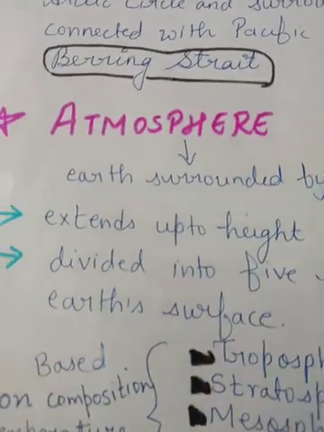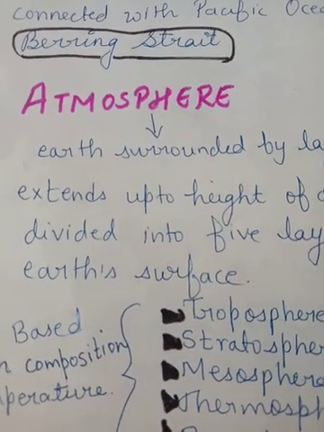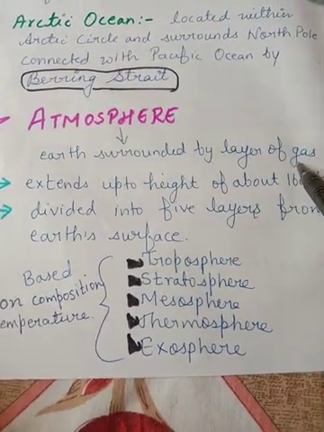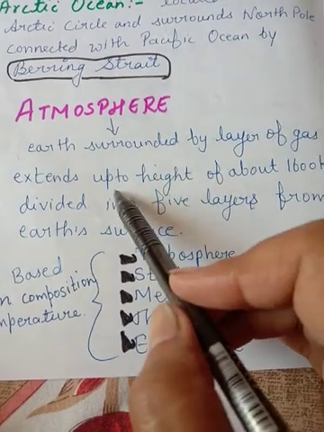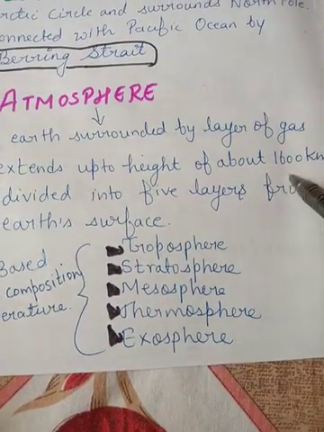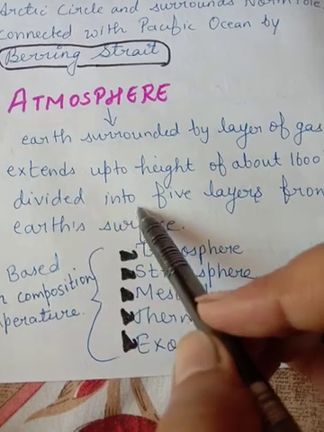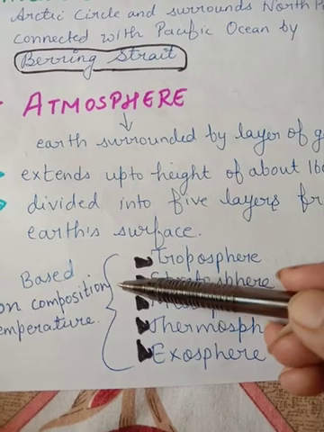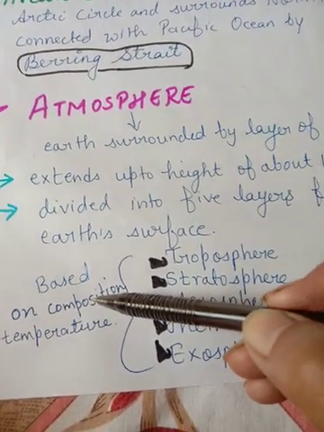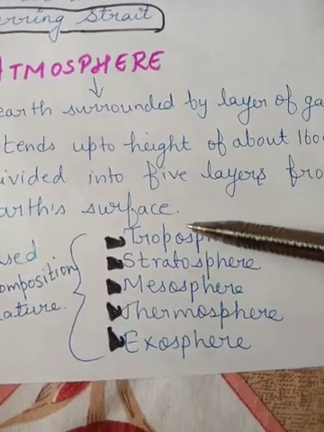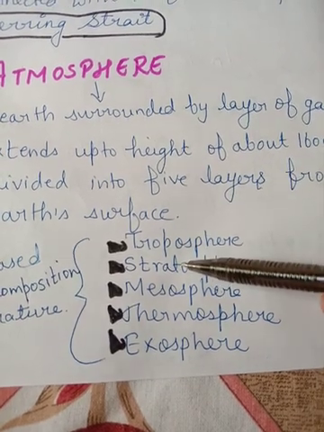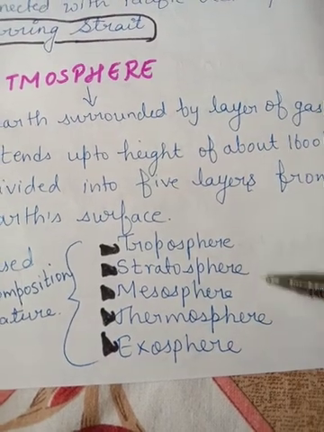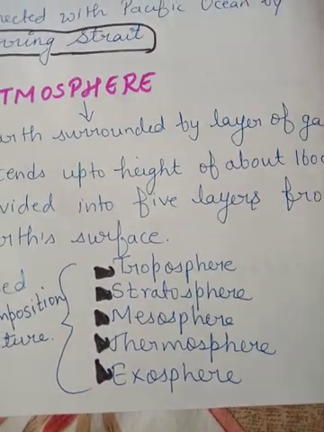Next one is the atmosphere. What do you mean by Earth's atmosphere? The Earth is surrounded by a layer of gas. The atmosphere extends up to a height of about 1600 kilometers. It is divided into 5 layers from the Earth's surface, according to composition and temperature. The 5 layers are: troposphere, stratosphere, mesosphere, thermosphere, and exosphere.